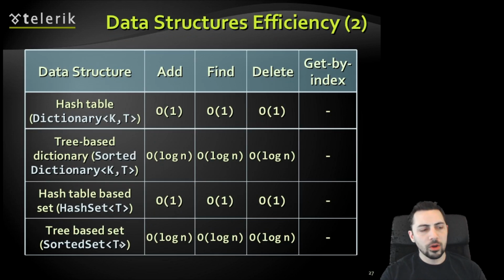There we go. Okay. So here we've got some things where find is not linear. Right? Adding things to a hash table or a tree-based dictionary or a hash table-based set or a tree-based set. All of these are actually a little bit more detail-oriented.